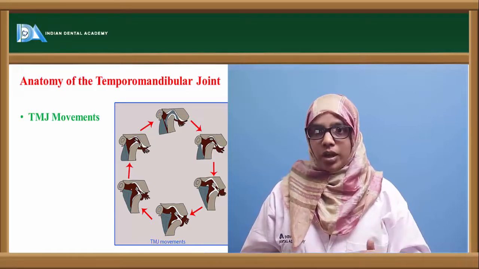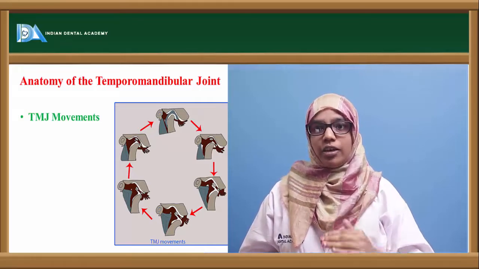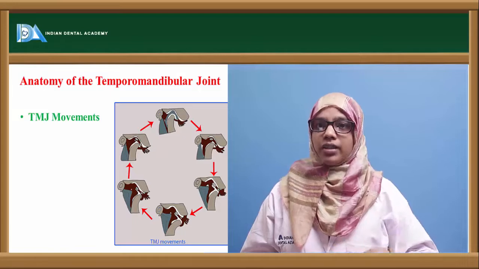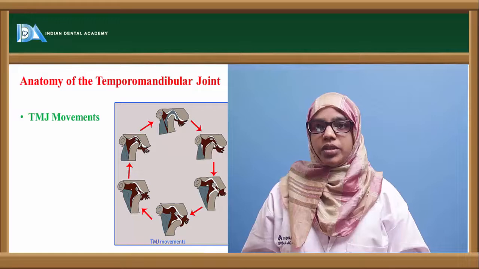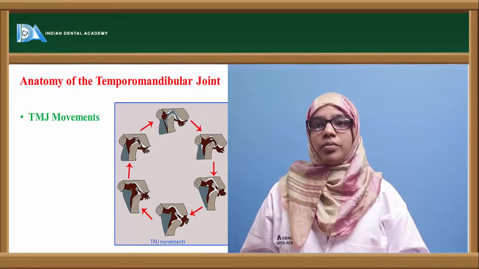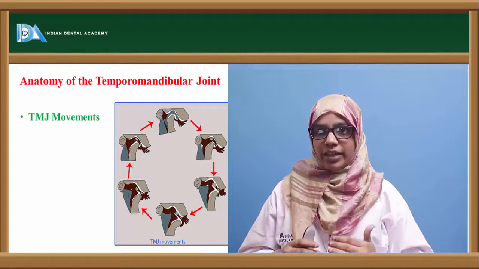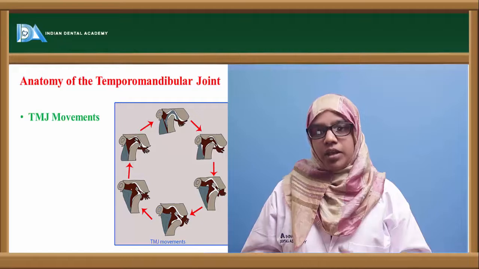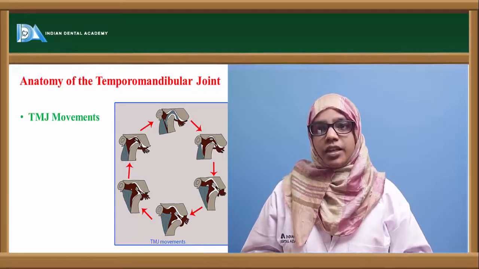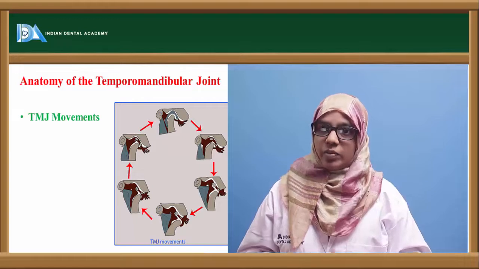So when you open the mouth, the condyle moves over and glides over the articular eminence, and your articular disc moves behind, that is posterior to the condyle. When you close the mouth, the movement is reversed. The lateral pterygoid muscle relaxes and the condylar head is moved back and the articular disc sits on top of the condylar head.